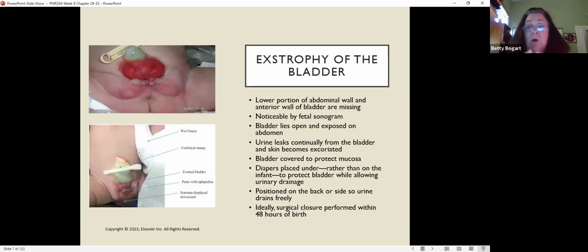the tissue. So we need to make sure that we keep that area clean and moist and protect that skin integrity there. So you can position the kid right, left, in the back, but not on the tummy. And because of the chance of infection, we want this closed within 2 days, 48 hours.